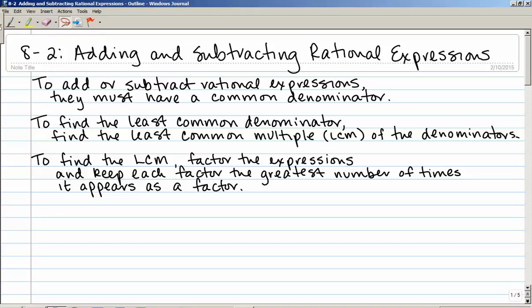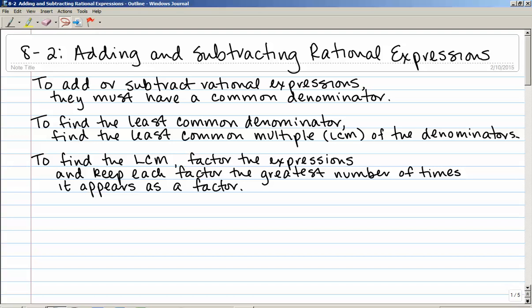Section 8.2 is on adding and subtracting rational expressions. Remember, rational expressions are basically just fractions that have polynomials in the numerator and denominator, and like any fraction, in order to add or subtract them, you must have a common denominator. To find the least common denominator, we want to find the least common multiple, or the LCM, of the denominators.